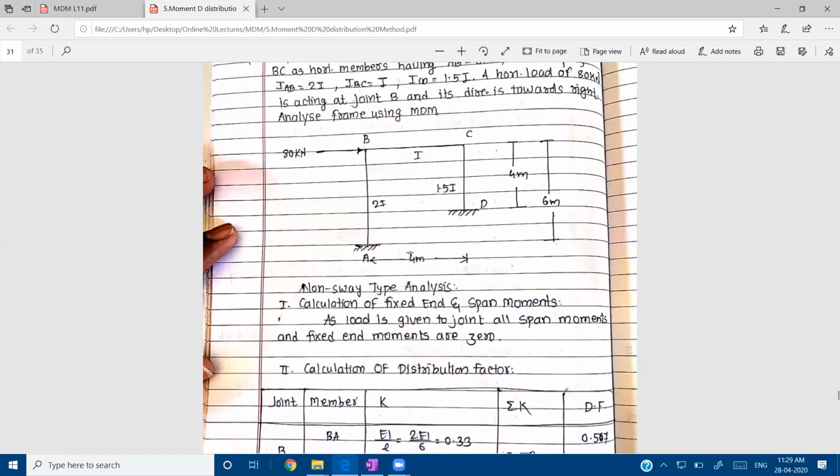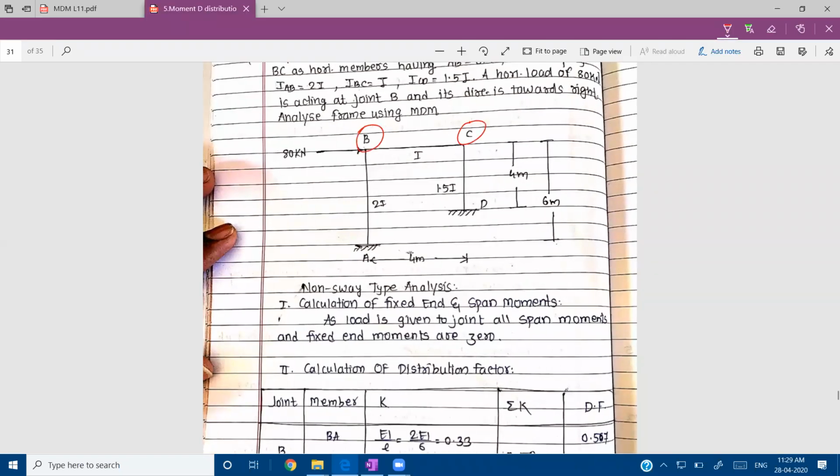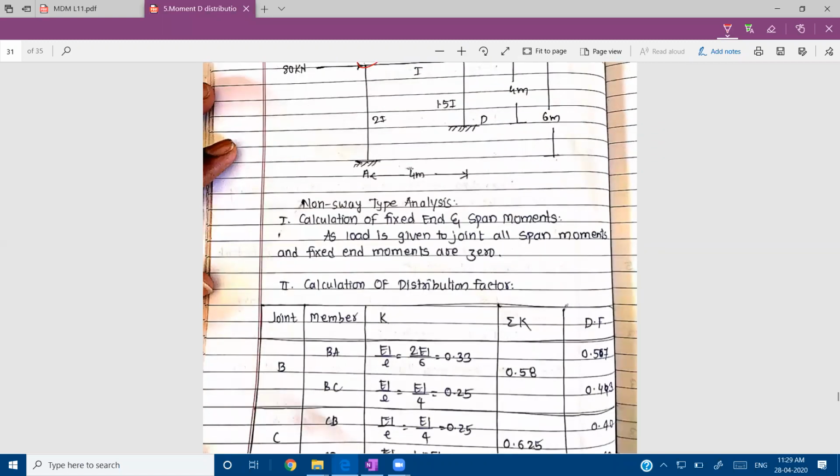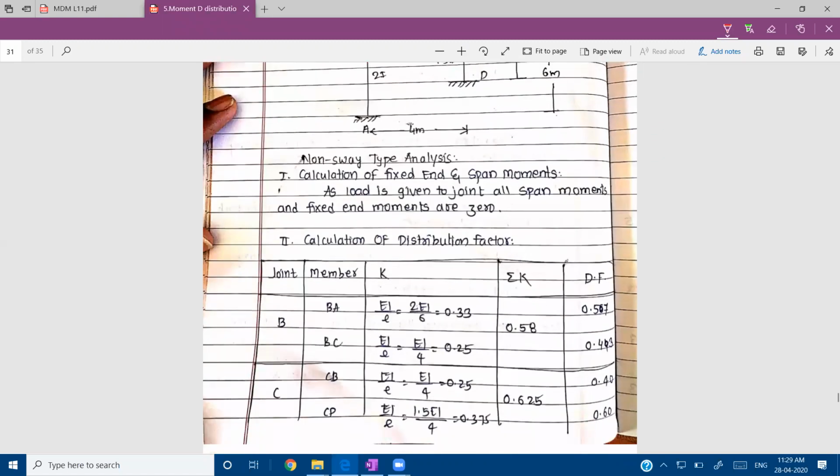Now the next part is calculation of distribution factor. At joint B and at joint C, you have to calculate the distribution factor. Here those calculations are done. Support A is far, here C support is far, here B, and here D. Support A is fixed, therefore EI by L. Support C is a continuous joint, therefore EI by L. Again support B is a continuous joint, therefore EI by L. And support D is fixed, therefore EI by L. By putting the respective values of EI and L, you get the value of K for each member, then the summation of K, and lastly the distribution factor for each support is calculated.